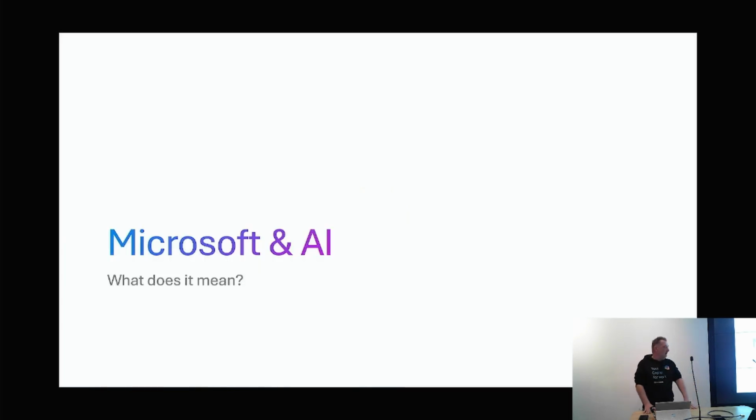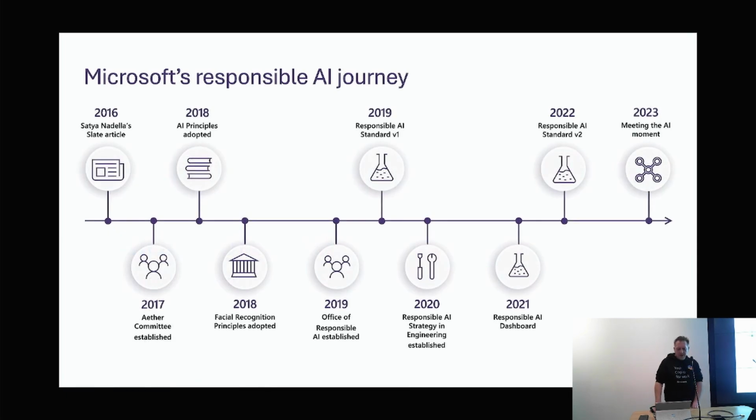So, jumping on, I'll try and go through these ones fairly quickly, but I just want to sort of point out how Microsoft and AI have sort of been coming together over the last 6, 7, 8 years. So basically it started in 2016 publicly with Satya coming out with a Slate article about responsible AI and their journey and how Microsoft is going to create the framework.